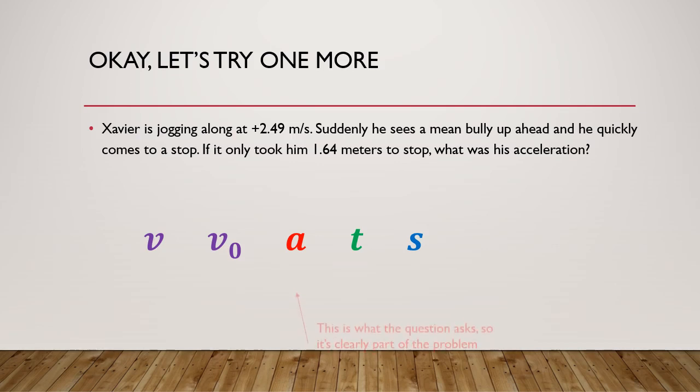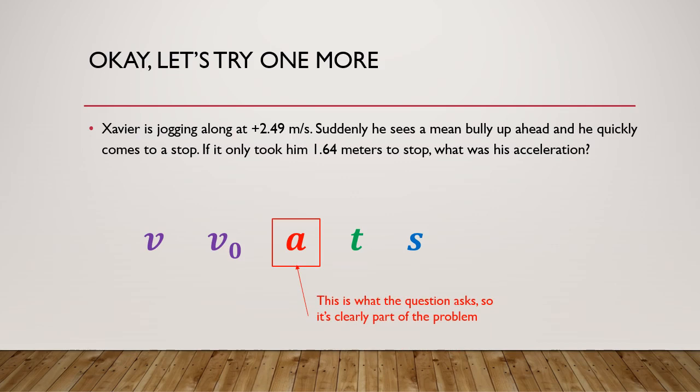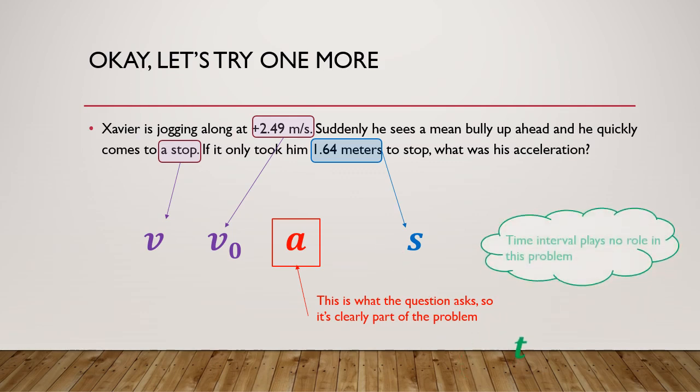So let's look at what we have here in this problem. The problem wants to find the acceleration, so a is definitely going to be part of the problem. v0, he initially starts off running at plus 2.49 meters per second, so we have an initial velocity. We also have 1.64 meters. It's positive 1.64 meters. That positive is implied. He skids to a stop, and that is displacement. And stop right there, that is a final velocity indicating zero velocity. So therefore, time has nothing to do with this problem, and we can ignore it.